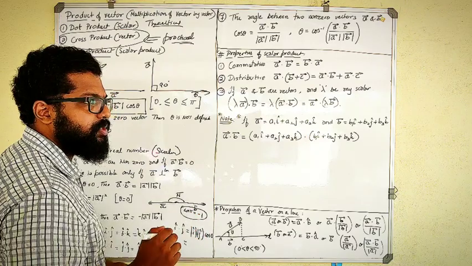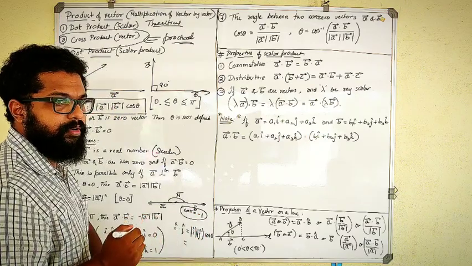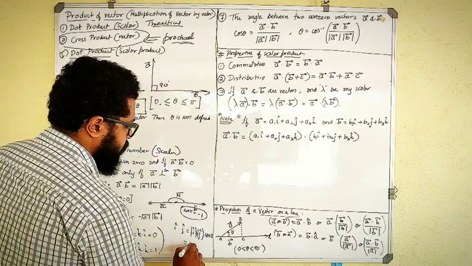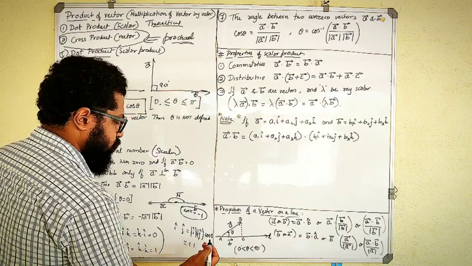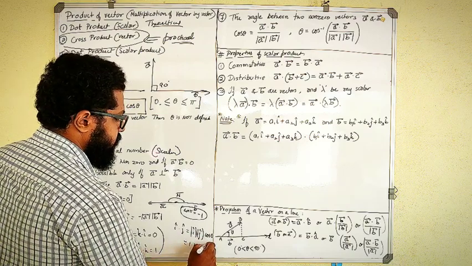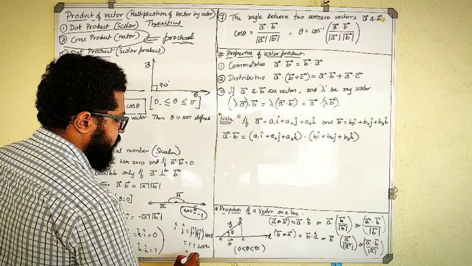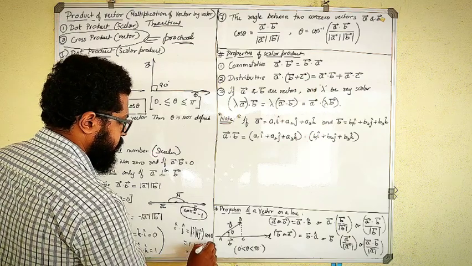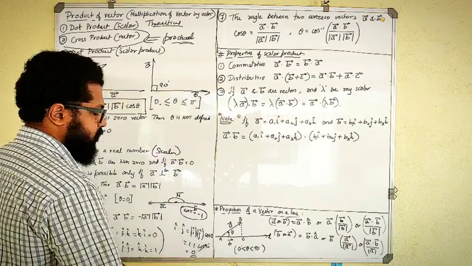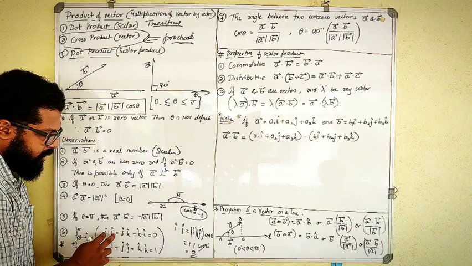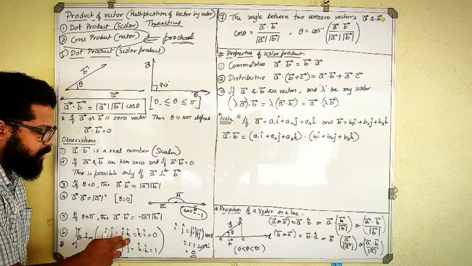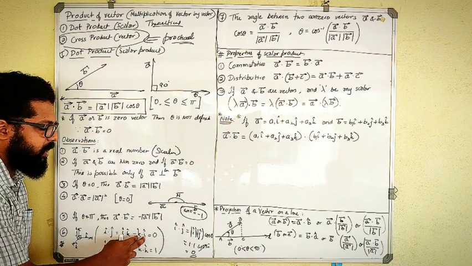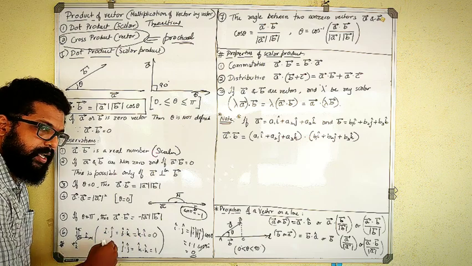Magnitude of i is how much? i cap magnitude, unit vector it is, correct? 1. And j is also 1. Cos 90. Cos 90 is how much? 0. So this is equal to 0. So i dot j is 0. Same way j dot k is also 0 and k dot i is also 0. i dot k is also 0.